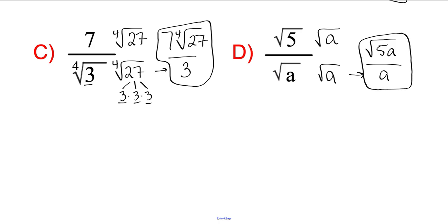Okay, and your brain might want to do this because we've done stuff like that in the past, but you can't because one's under the radical and one is not. Okay, so that's why you can't simplify that like that.